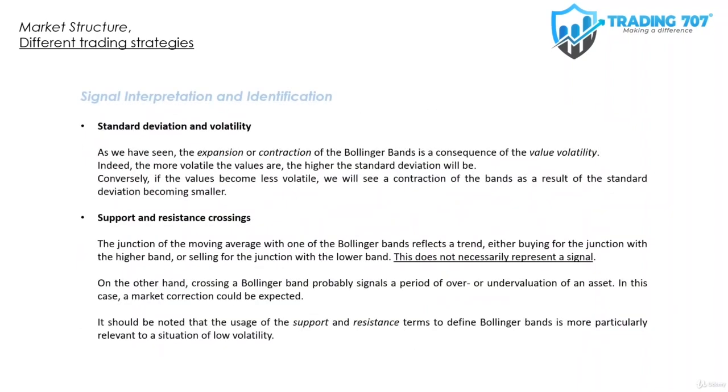Signal interpretation and identification from the Bollinger Band. Standard deviation and volatility. As we have seen, the expansion or contraction of the Bollinger Bands is a consequence of the value volatility. Indeed, the more volatile the values are, the higher the standard deviation will be. Conversely, if the value becomes less volatile, we will see a contraction of the band as a result of the standard deviation becoming smaller.